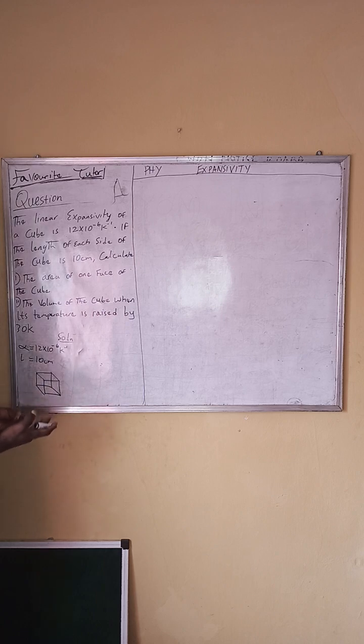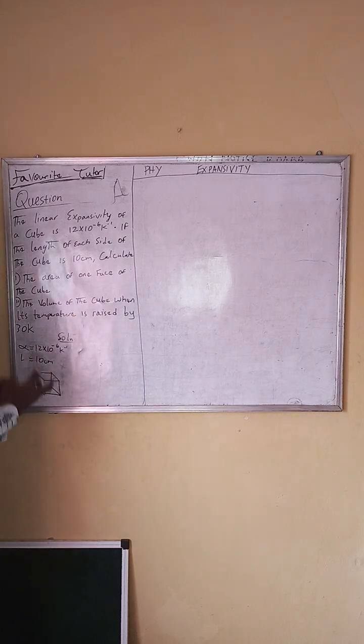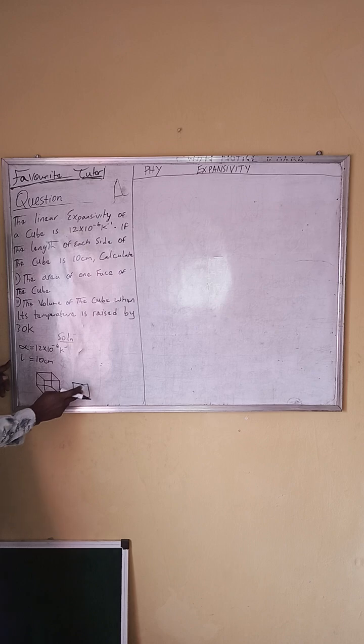What we are looking for is the area of the face of the cube when the temperature is raised by 30 Kelvin, and the volume of the cube when the temperature is also raised by 30 Kelvin. That's the face of the cube. One face of the cube is a square.